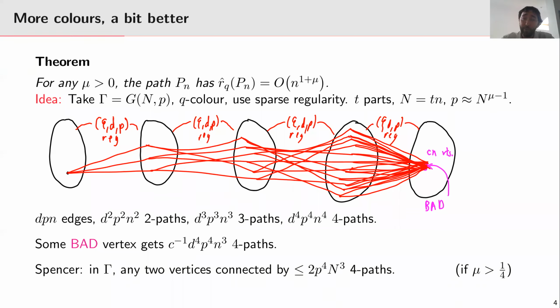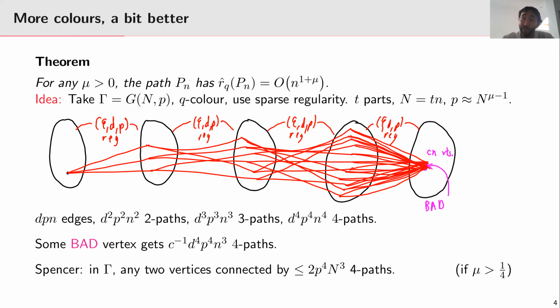And this is a result of Spencer talking about rooted extensions. In this particular case, what Spencer's theorem will say is, we look in the whole random graph. We look at any 2 vertices, in particular, this start vertex and the one bad vertex that gets this many paths. And Spencer's result will say any 2 vertices are connected by, let's say, not more than twice the expected number of 4 paths.